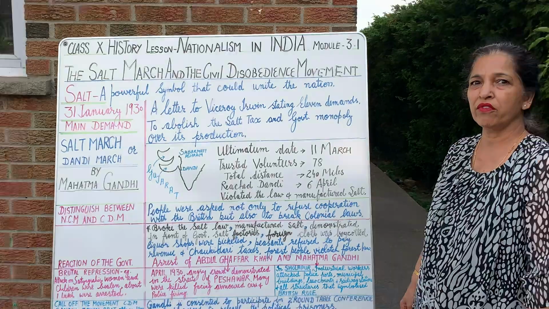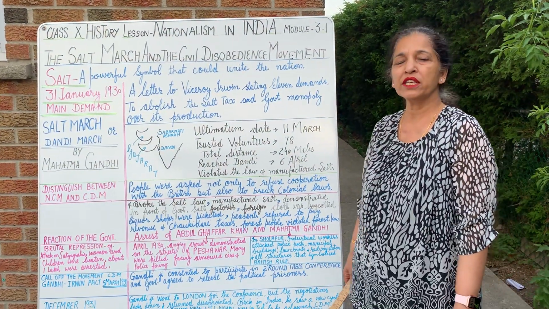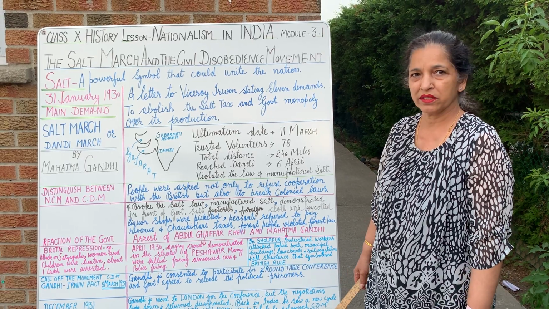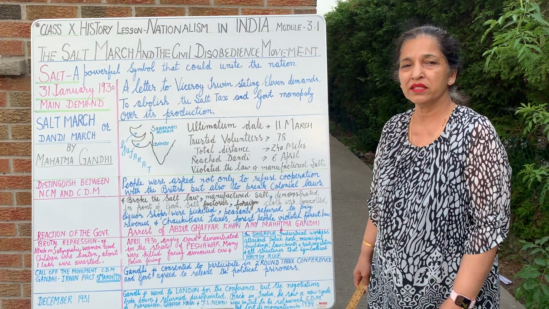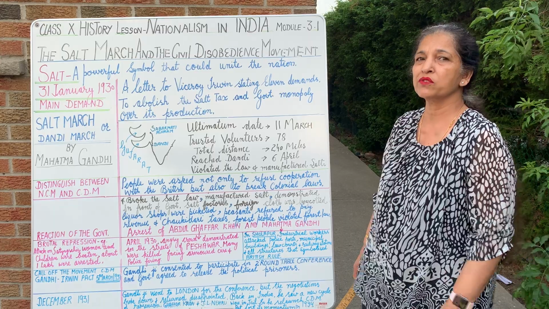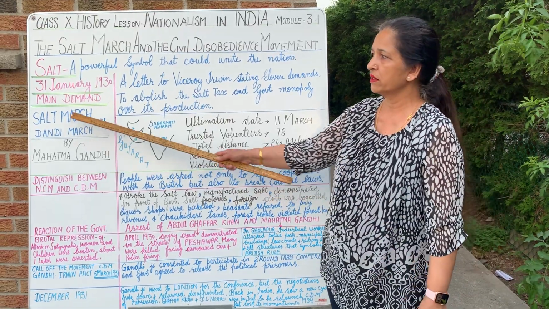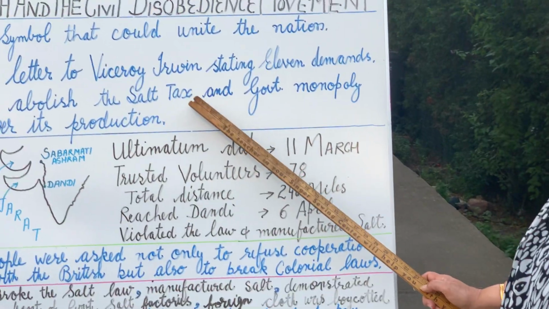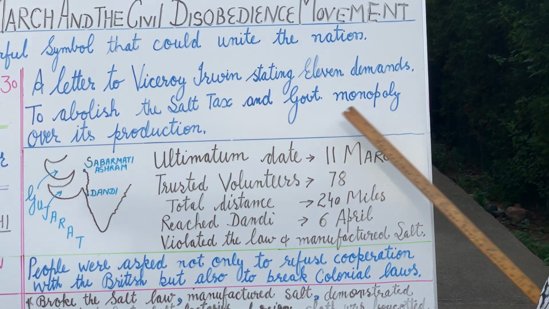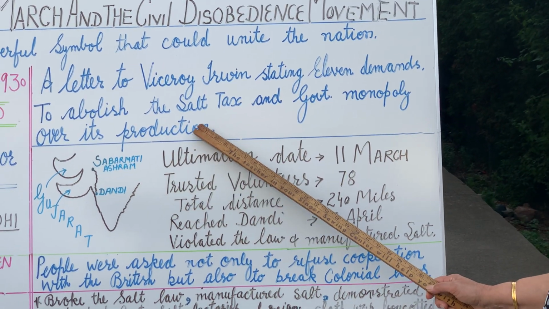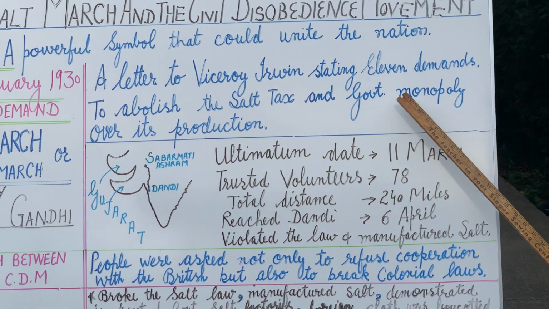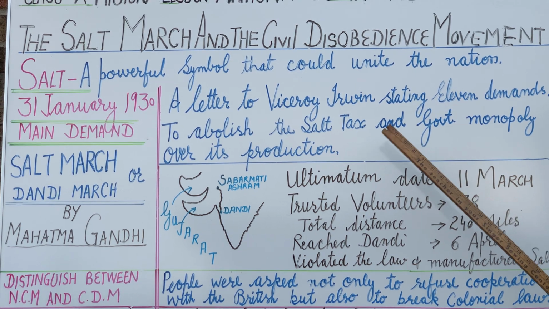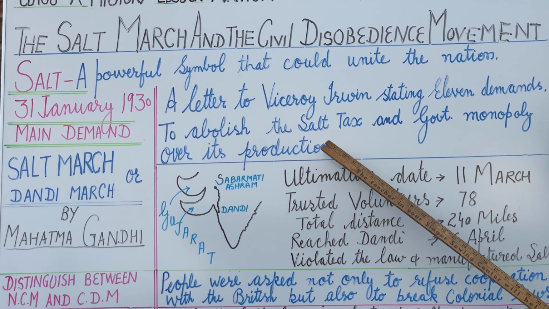Some of them were very general and some were very specific, related to the industrialists and to the peasants. But among all these 11 demands, there was one single demand which was common to all: abolish the salt law and government monopoly over its production. Monopoly means only the British government had the right to manufacture salt. Nobody else could manufacture it in the country.